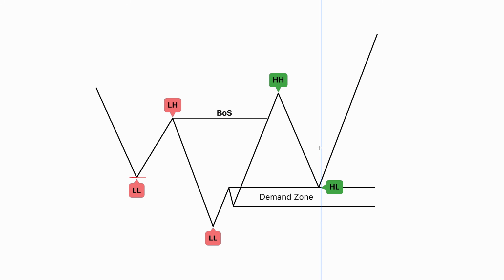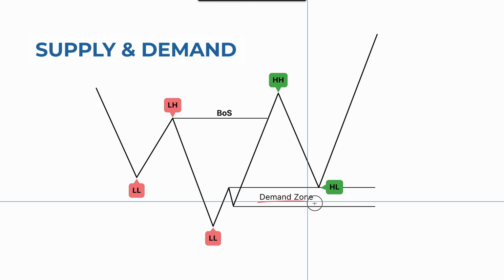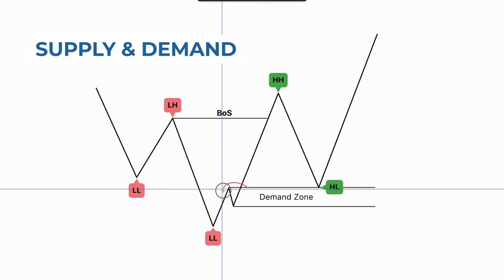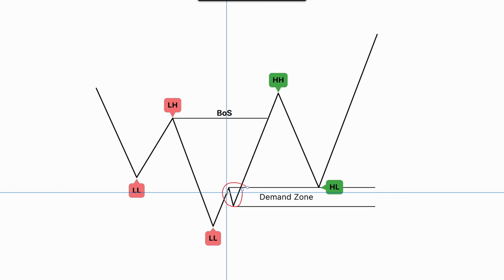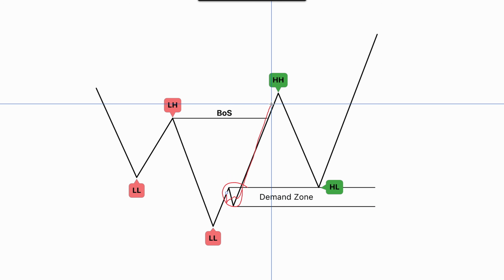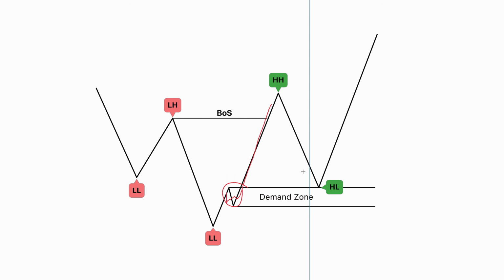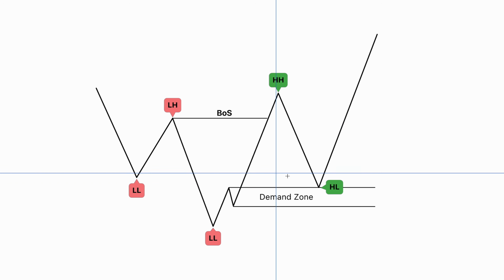The second aspect is going to be supply and demand. Now these are zones that you can buy from. They're generally created as a consolidation before a large upward move. In the case of a demand zone, we use this to actually place our buy order.